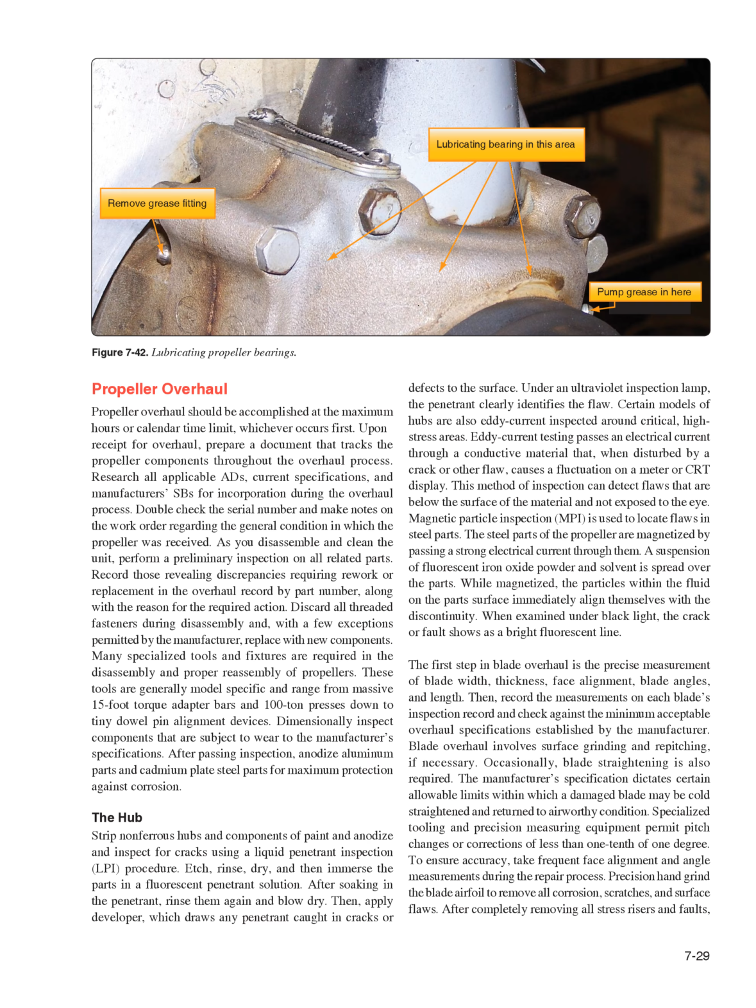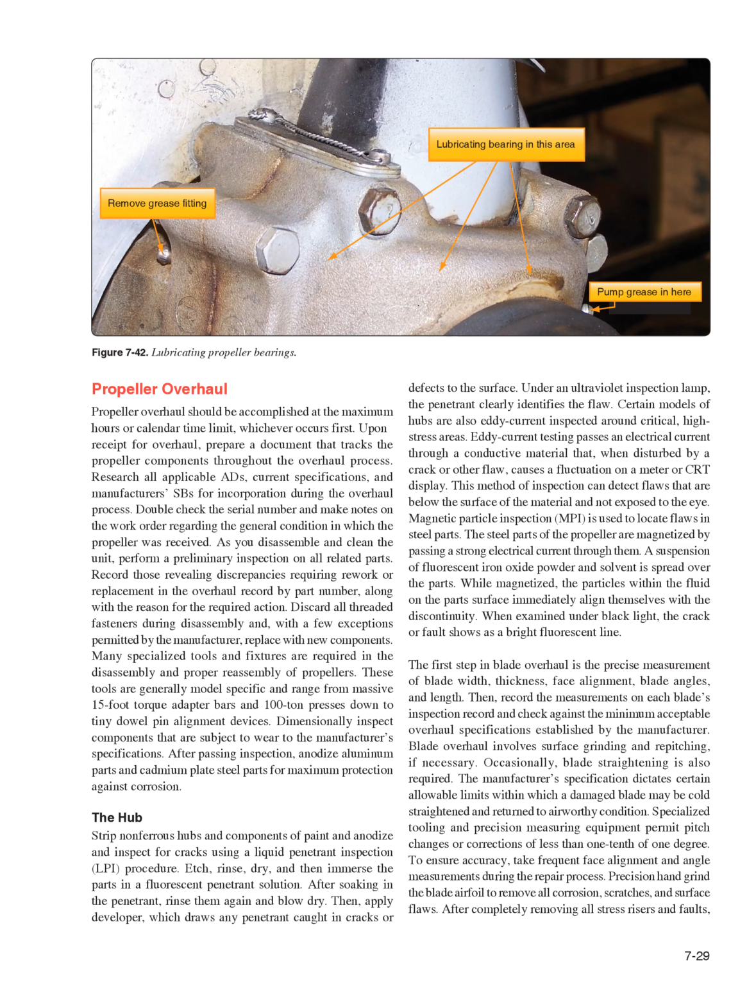Certain models of hubs are also eddy current inspected around critical, high-stress areas. Eddy current testing passes an electrical current through a conductive material that, when disturbed by a crack or other flaw, causes a fluctuation on a meter or CRT display. This method of inspection can detect flaws that are below the surface of the material and not exposed to the eye.